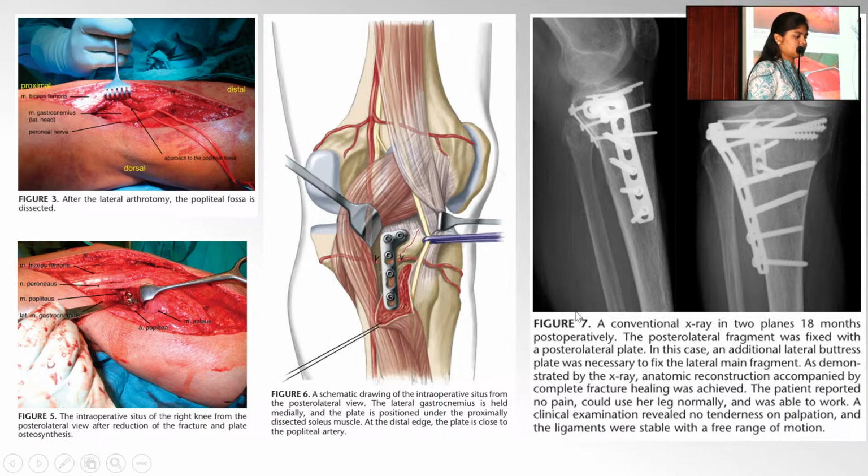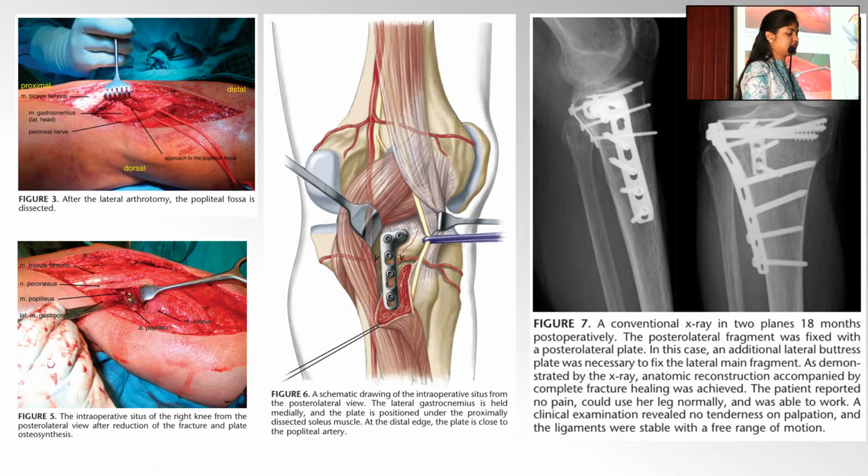Yes. So this case is done through the Frost approach, published in a journal in 2010, sir. It's a conventional X-ray in 2 planes, 18 months post-operatively. The posterolateral fragment was fixed with a posterolateral plate. In this case, an additional lateral buttress plate was necessary to fix the lateral main fragment. As demonstrated by the X-ray, anatomic reconstruction accompanied by complete fracture healing was achieved. The patient reported no pain, could use her leg normally and was able to work. A clinical examination revealed no tenderness on palpation and the ligaments were stable with a free range of motion.